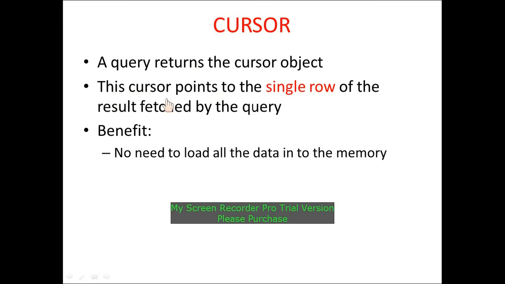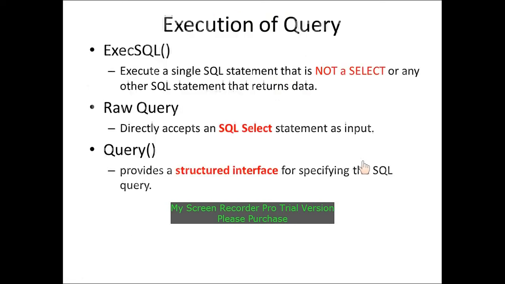So this cursor points to the single row of the result fetched by the query. This means it will not fetch all the records into the memory. It will just have one pointer which is pointing to the single row of the record set. So benefit is no need to load all the data into the memory.